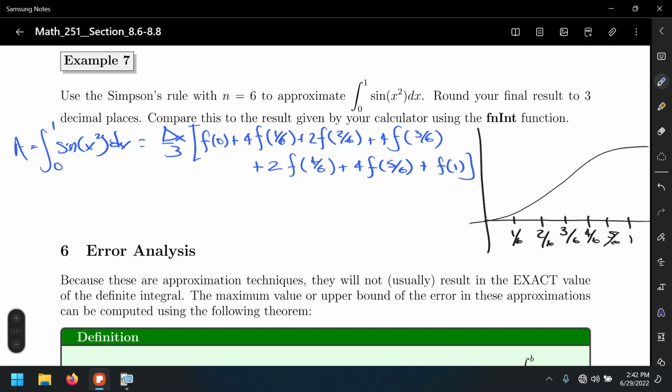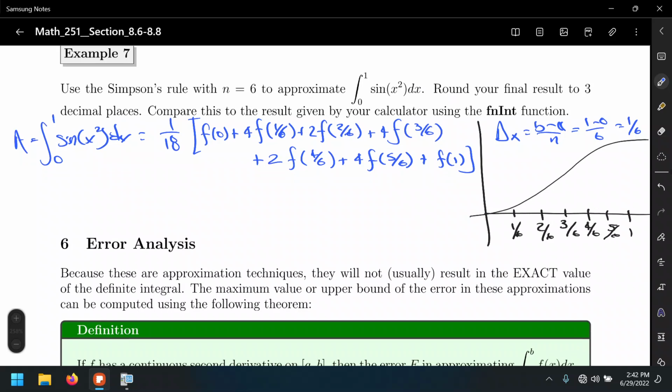Okay, so delta x, which in this case, as usual, is b minus a over n, that's 1 minus 0 over 6. That's why we have 1/6 for each, right? And then 1/6 over 3, isn't it 1 over 18? Okay, let me just do 1 over 18. All right, 1 over 18. And let's just write down the approximated answer.